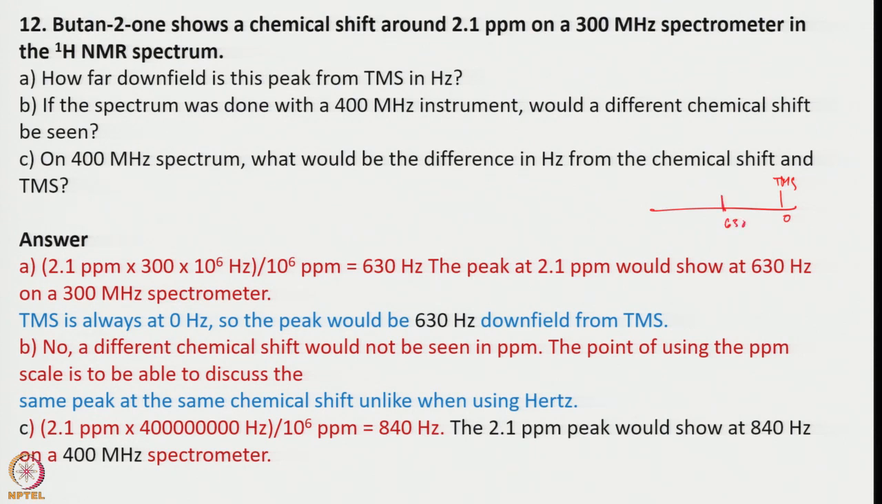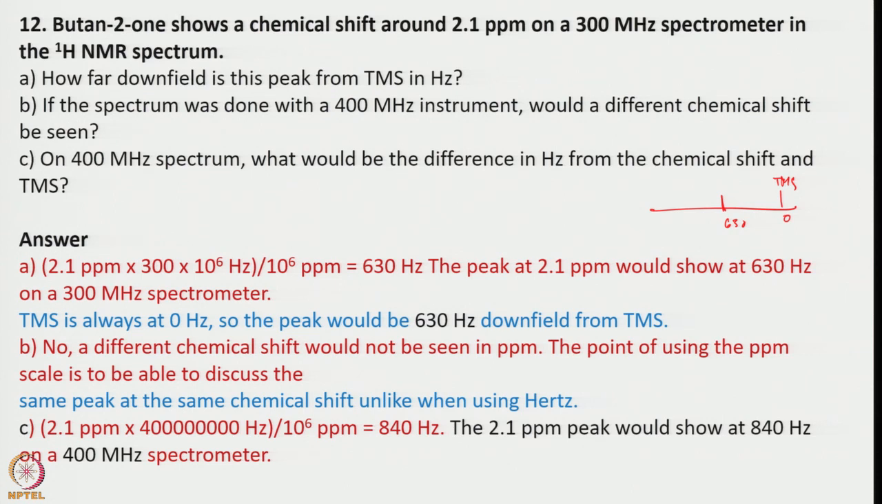If the spectrum was done with a 400 megahertz instrument, would a different chemical shift be seen? The answer is no. A different chemical shift would not be seen in PPM. The point of using the PPM scale is to be able to discuss the same peak at the same chemical shift, unlike when using hertz. Hertz will vary, but when you convert that hertz into PPM, it doesn't vary and it's independent of magnetic field strength. And then on 400 megahertz, what would happen?